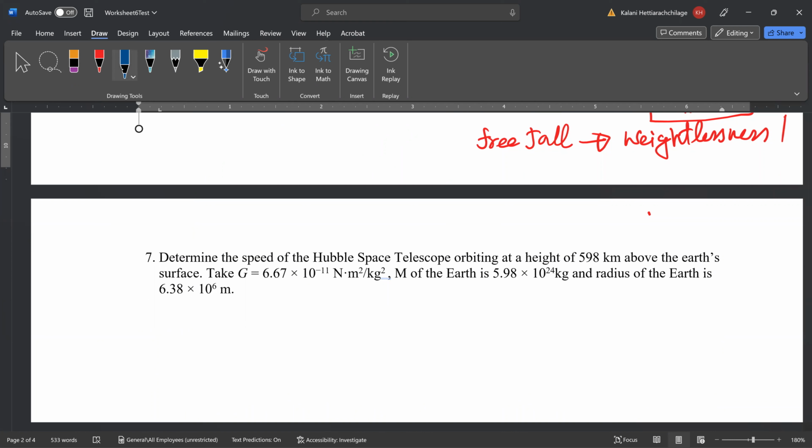Okay, number 7. Determine the speed of the Hubble Space Telescope orbiting at a height of 598 kilometers above the Earth's surface. Take the G value, this is the G value that I was using in that formula. The mass of the Earth is given and the radius of the Earth is given. So now we need to determine the speed of the telescope.